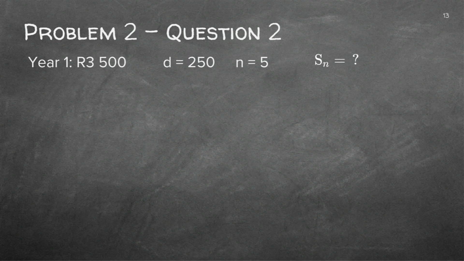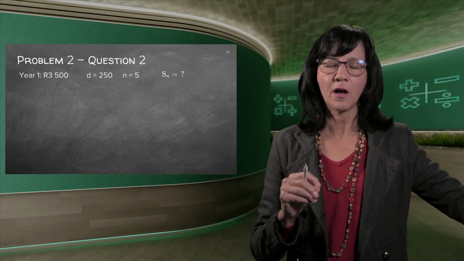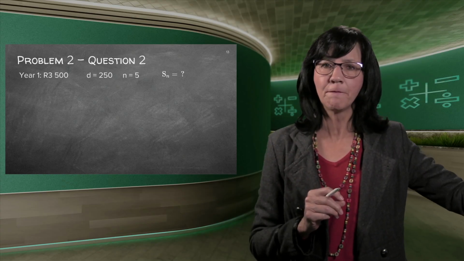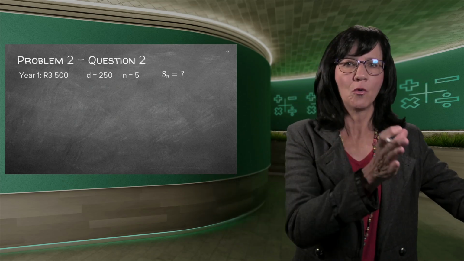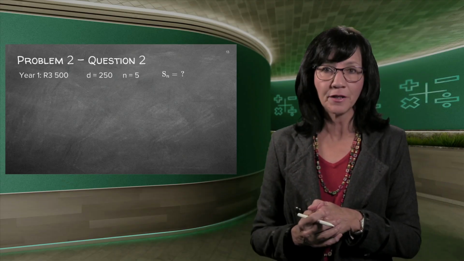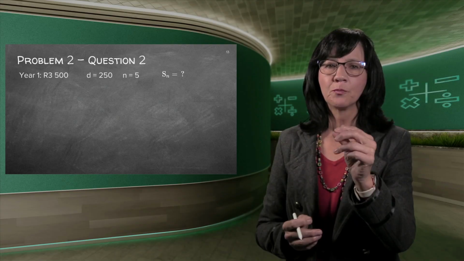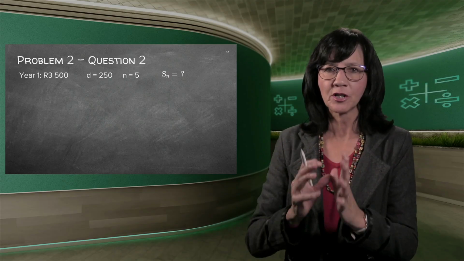Now, let's just recall again. How much did he spend at the end of year 5? Do they ask you only how much he spent in year 5, or do they ask you how much did he overall spend up to the end of year 5? You must read very carefully because that helps you to pick the right formula. Is it now the T formula or the S formula? I'm going to say it slowly again.